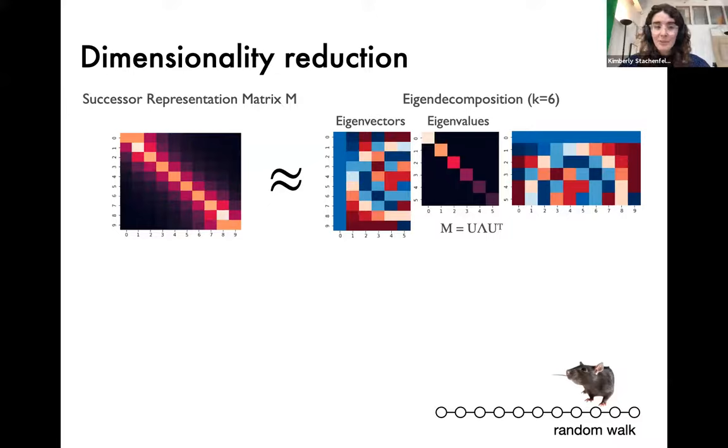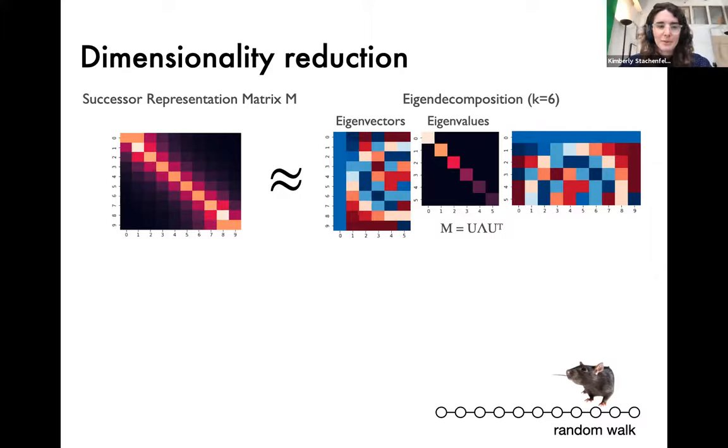So we can compress this matrix using eigendecomposition, or more generally, singular value decomposition. And that involves rewriting this matrix in terms of the product of three matrices. The first is a matrix of eigenvectors of this matrix. The second matrix is the matrix of eigenvalues, a diagonal matrix that weights each of these eigenvectors by some amount. And the last matrix is the matrix of eigenvectors transposed, which is the same as the first, but flipped on its side.